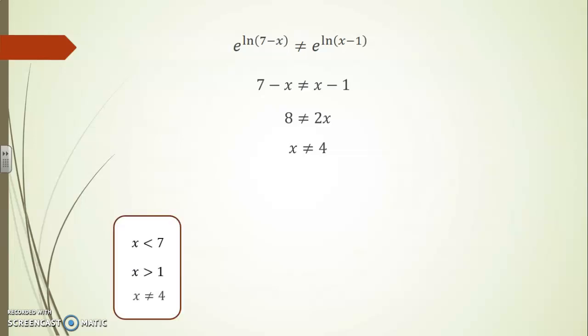Alright, so here are the restrictions we have. X must be less than 7, greater than 1, and not equal to 4, which gives us the domain for our function. So 1 to 4 exclusively, or 4 to 7 exclusively.